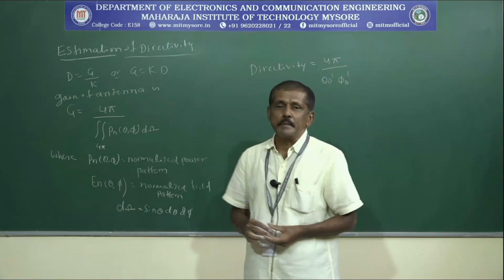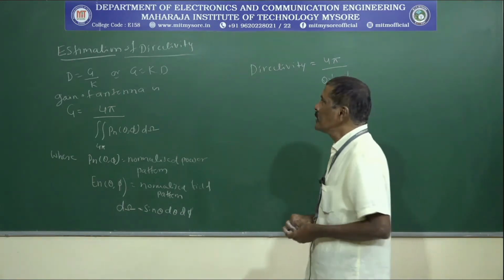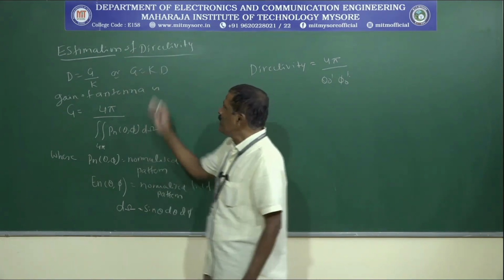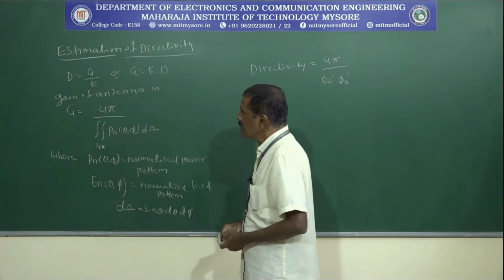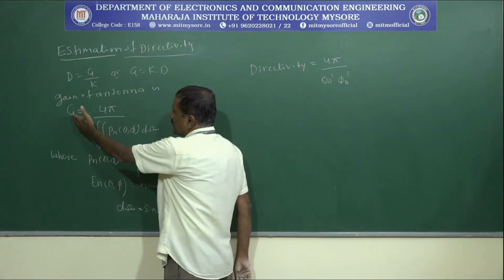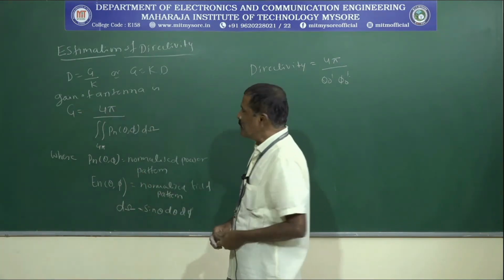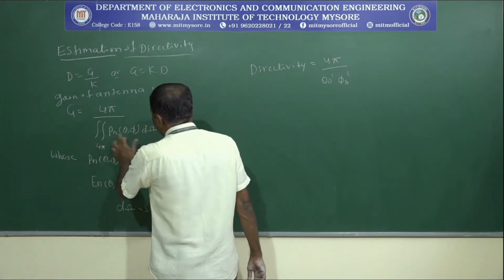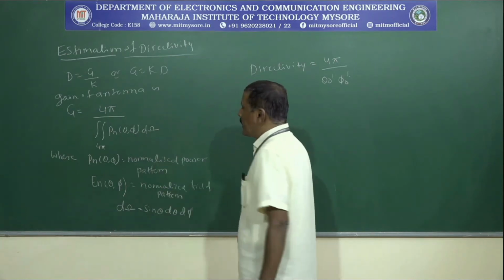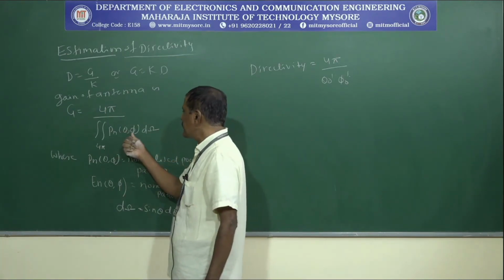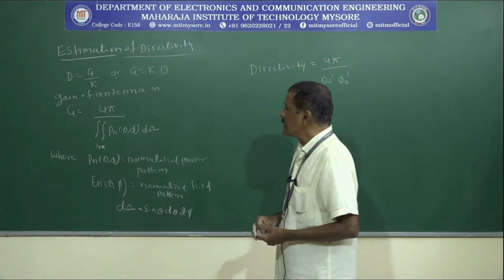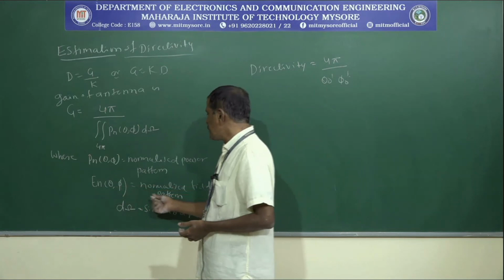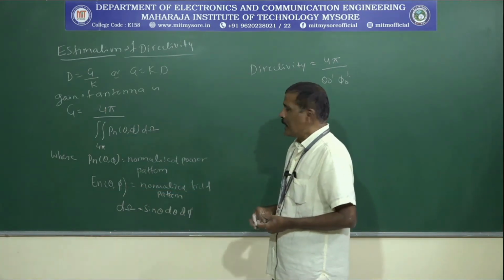Let us consider the estimation of directivity. How to calculate the directivity? We know that G is equal to K into D, or you can write it as D equal to G by K. The gain of the antenna is calculated from the equation G is equal to 4 pi divided by the double integration of Pn of theta comma phi into d omega, where Pn of theta comma phi is the normalized power pattern, and En of theta comma phi is the normalized field pattern.